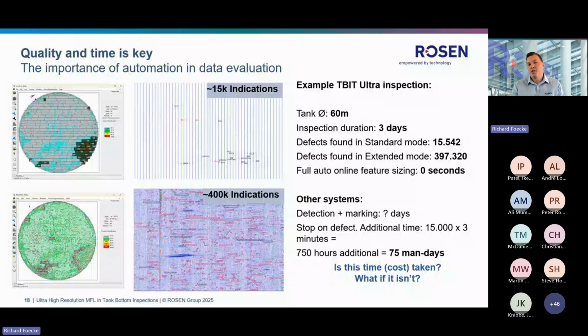If you look at other systems in the market that work in detection mode only, and if we use just the first example with the 15,000 indications, if every one of these indications has to be followed up by a traditional method like UT or pit gauge or whatsoever, and we calculate 3 minutes per follow-up, we would end up with 750 hours of additional effort, which is about 75 man days. So we all know that this is not done, but what if this is not done? It is a risk in the end that remains.